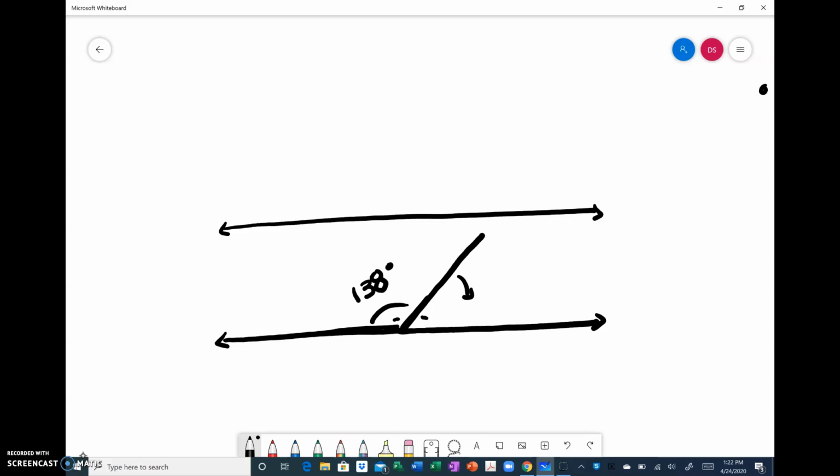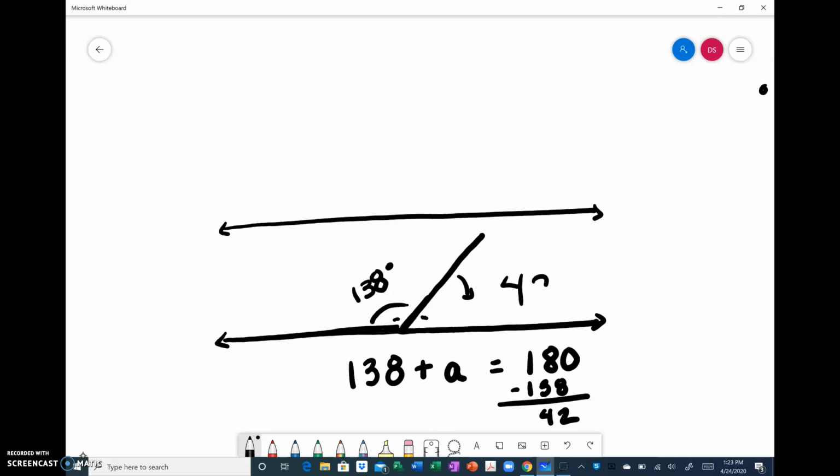And so we can solve this one similarly to the way we solved number 43. We know that 138 plus something we're not sure of has to equal 180. So we just subtract 138 from 180 and get 42. And that is how many more degrees the fan would have to be opened.